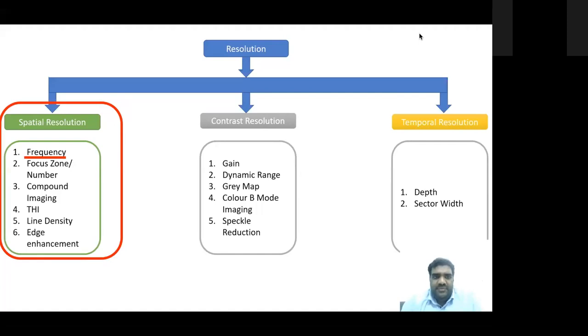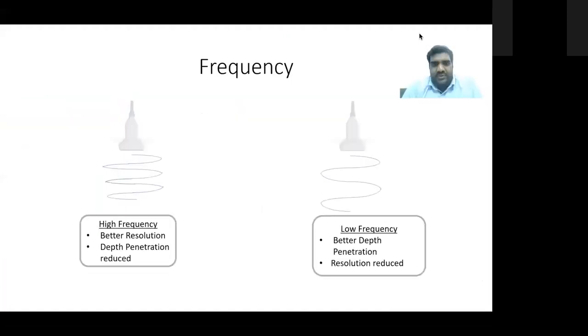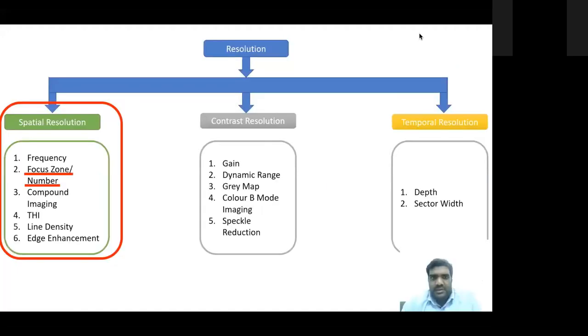So first we shall be discussing frequency in spatial resolution. While there is high frequency and low frequency, high frequency is associated with better spatial resolution, but there is lower depth perception. While in lower frequency, there is better depth perception, but there is reduced spatial resolution.